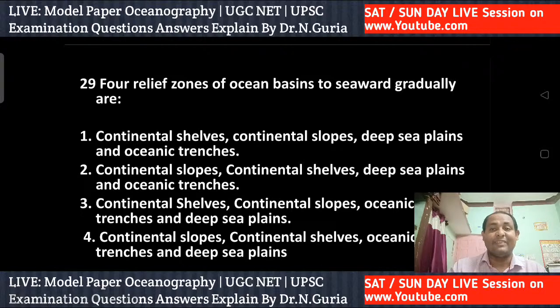Continental slope and continental shelf and oceanic trench and deep sea plain. Very interesting. Basically, the ocean basins are characterized by four relief zones. The shallow submerged extension of the continent is called the continental shelf, and the continuously sloping portion of the continental margin extending down to the deep sea floor of the abyssal plain is known as the continental slope. The deep sea plain is the zone situated from the continental slope, and the oceanic trench is the deepest zone of the ocean basin. A trench is a depression in the deep ocean floor.